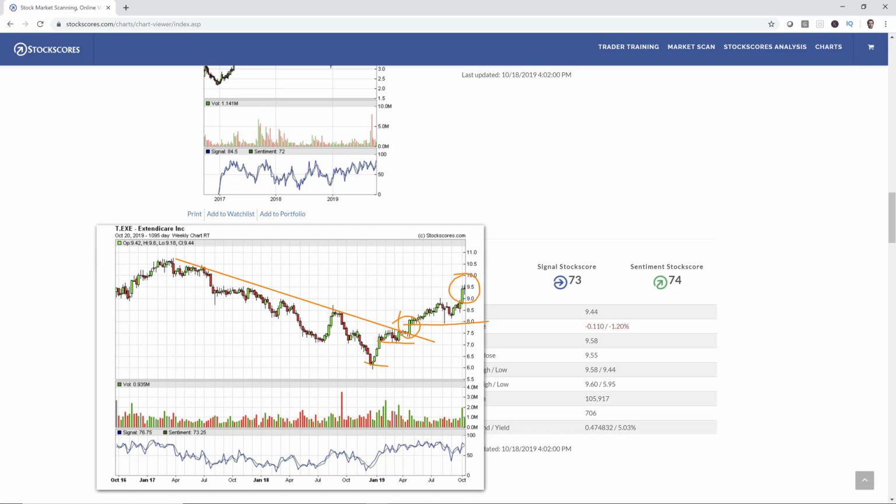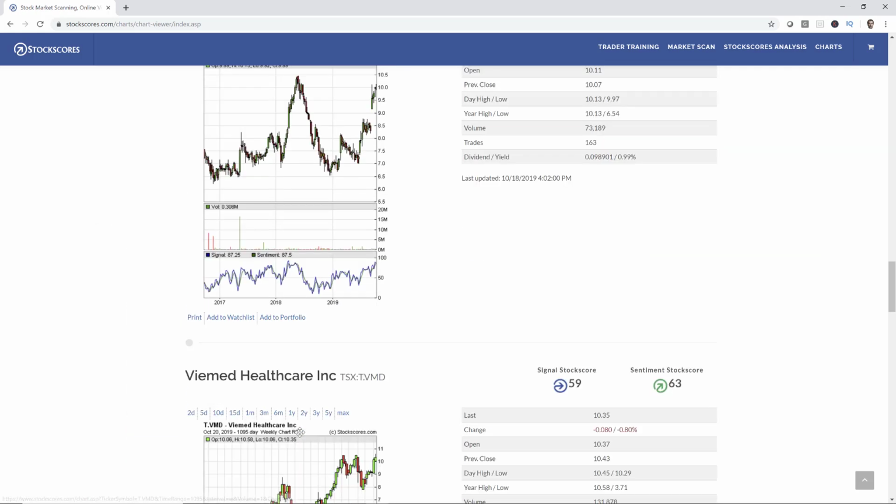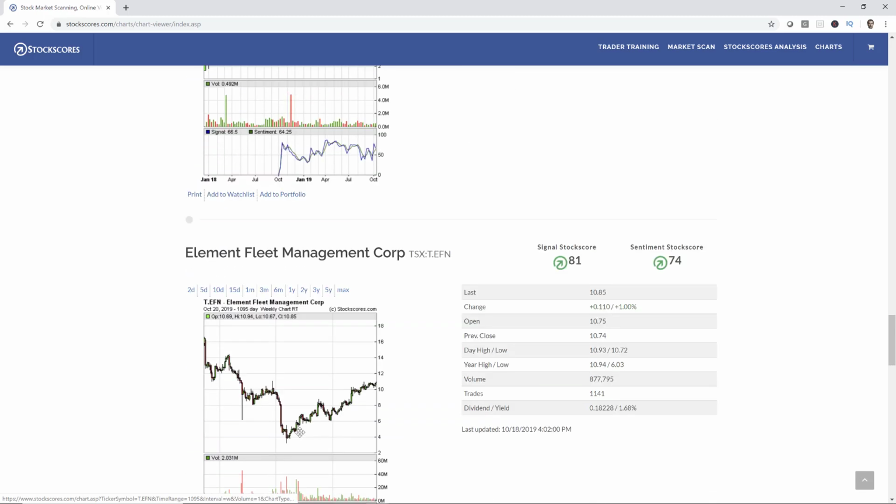When you think about the Toronto Stock Exchange being flat for the year, or sorry, in this time frame since May, it hasn't done anything, the fact that this stock is up 15-20% is a pretty good outperformance, and it's all predicated on that break of the downward trend line. So continuing along, I'll see if there's anything new.